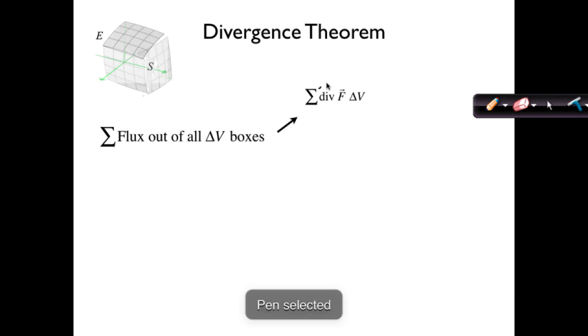From the last screen, we said this was flux. So the flux out of all the boxes is the sum of the flux out of each box. It's the divergence at every point times the volume of that little element at that point.